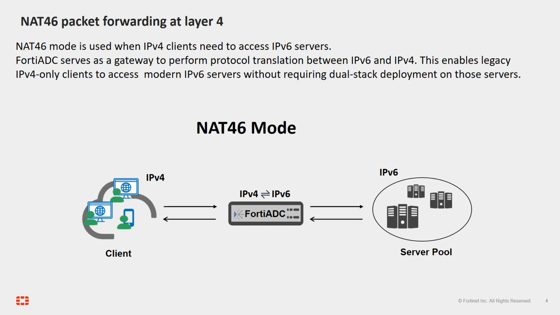NAT46 mode is used when IPv4 clients need to access IPv6 servers. FortiADC serves as a gateway to perform protocol translation between IPv6 and IPv4. This enables legacy IPv4-only clients to access modern IPv6 servers without requiring dual-stack deployment on those servers.